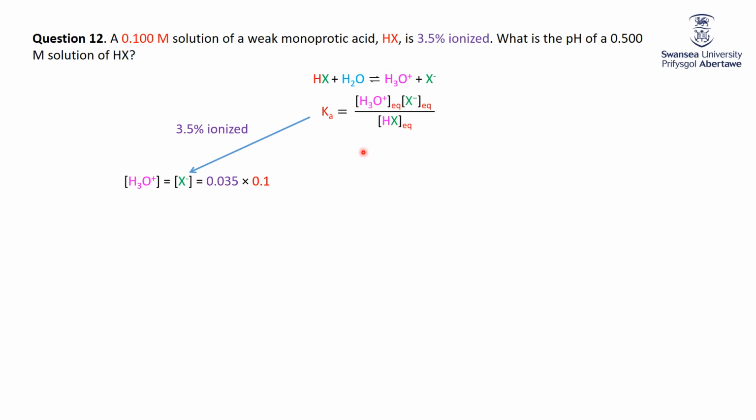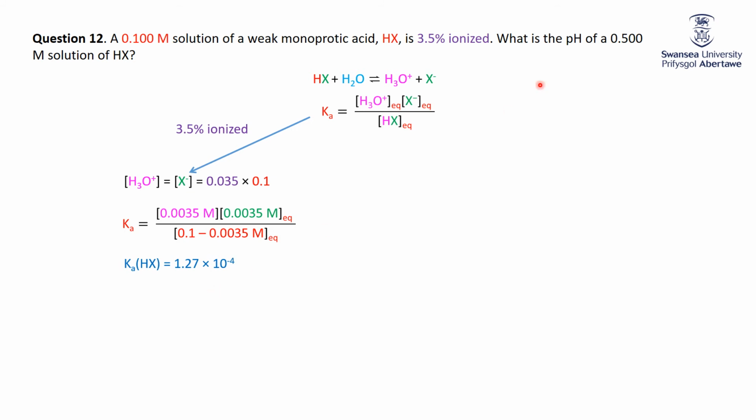So let's plug that into the Ka value. Concentration H3O plus 0.0035, concentration X minus 0.0035, and then of course concentration of HX is the 0.1 with which we started minus the 0.0035 that turned into the H3O plus and X minus. Plug that through, Ka is 1.27 times 10 to the minus 4.